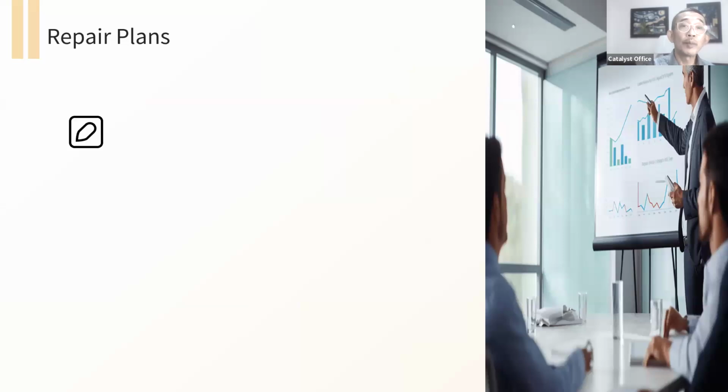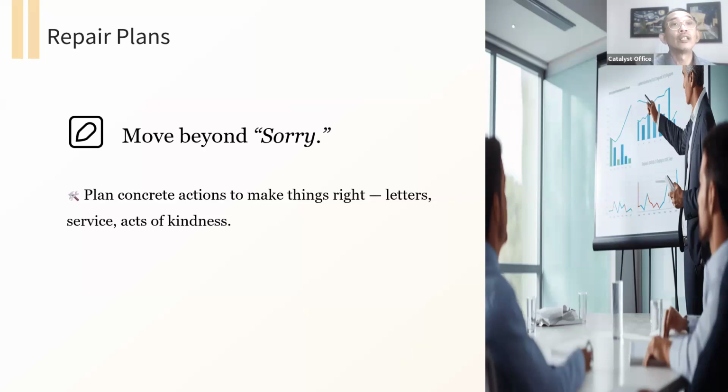Next, repair plans. What is this? You move beyond just requiring the student to apologize for the offense, no? And acknowledging the apology that the student will give you. Okay, you move beyond that. How do you do it? You plan concrete actions to make things right.